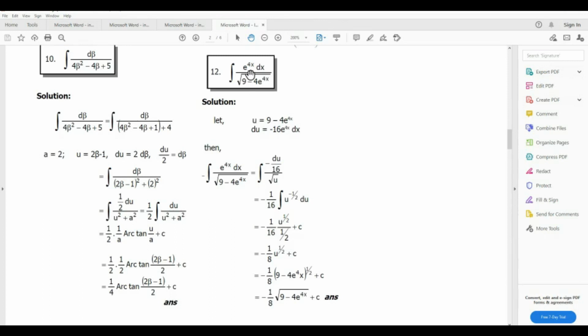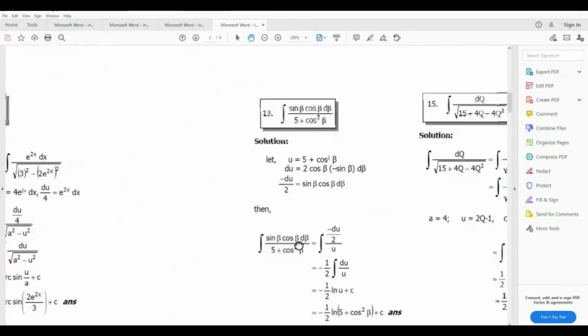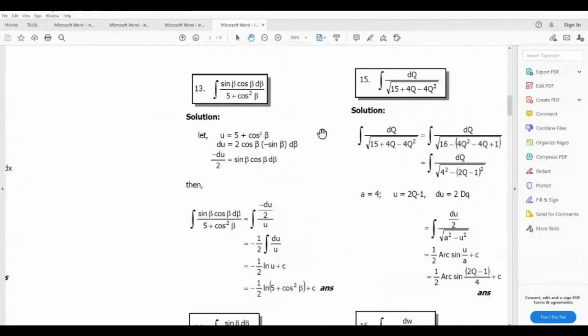And this one is e to the 4x. Ayan, mapapansin nyo, nag-substitute siya nun, then naging power formula lang. Okay? Then ito, next one. Ito naman.